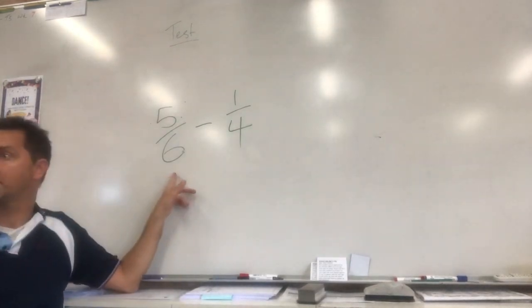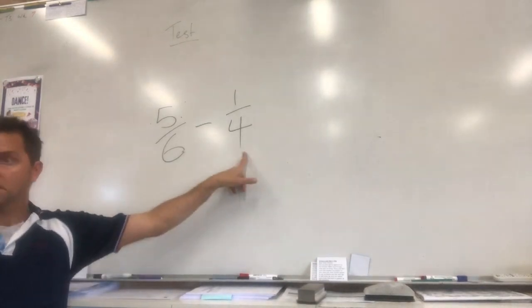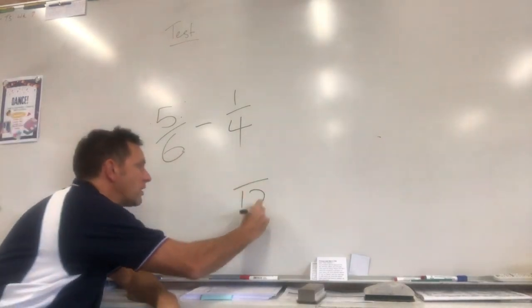6 goes into 12 how many times? Twice. 4 goes into 12 how many times? 3. This is going to work. Let's make them both out of 12. Boom, out of 12. Boom, out of 12.